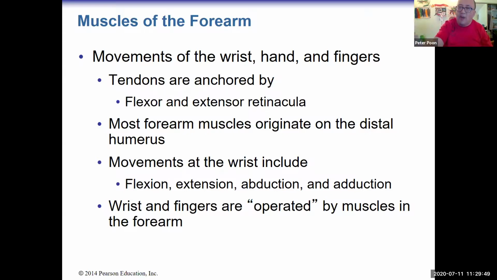Next thing. The muscles of the forearm. So the movements of the wrist: flexion, extension, abduction, adduction. All of those are controlled by the forearm.